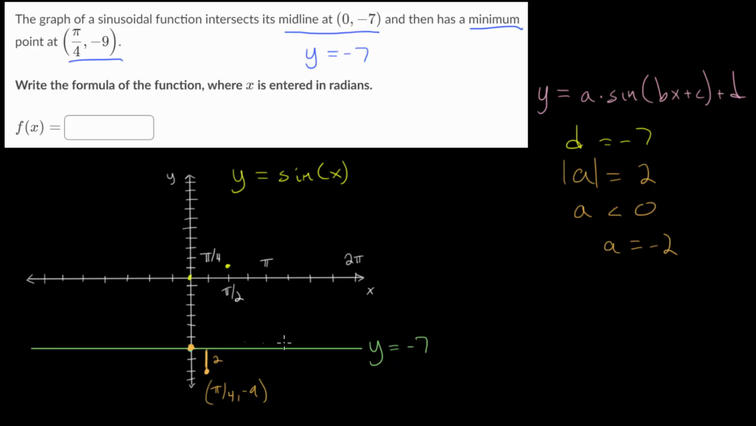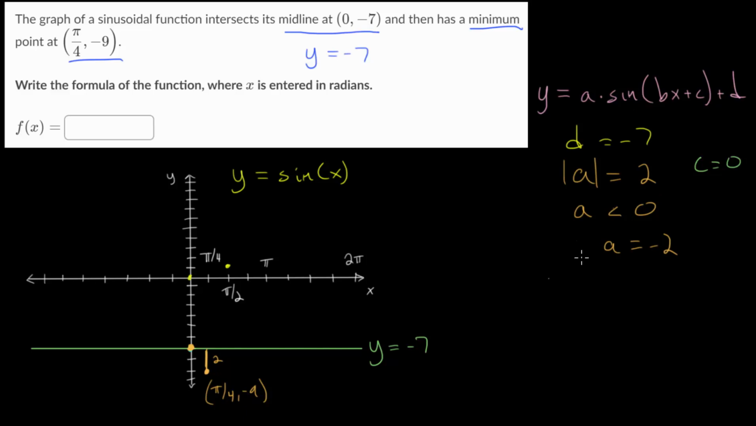Now, we don't have any horizontal shifting since it is just like the parent function where it's going through this midline point when x is equal to 0. So we can assume that c is equal to 0. Now, at this point, we just need to determine what b is.